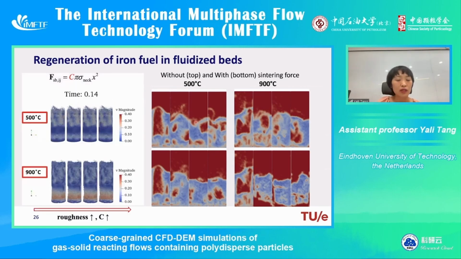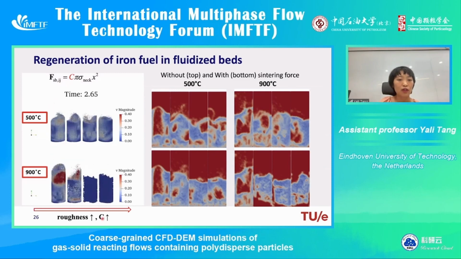We further did different simulations with different values of this C constant. Like I said, from left to right, there's a constant increase because the roughness of the particle surface increases. You can see that at 500 degrees C, again, the fluidization of these powders can still go on even at a quite high constant C. However, at the high temperature around 900 degrees C, quickly defluidization happens, and only without the sintering force can the fluidization still carry on.